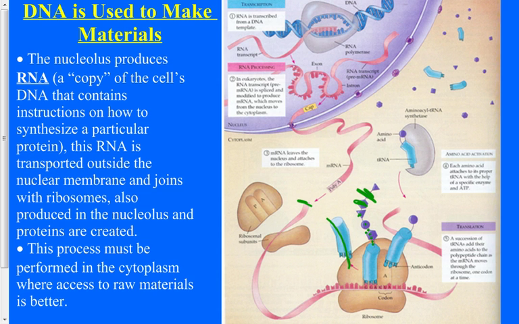Now, why don't we make protein in the nucleus? Only DNA is allowed into the nucleus. Raw materials needed to make proteins are not allowed in there because some of them could be toxic. So all of that stuff has to be done outside in the cytoplasm where all the stuff you need to build things is located.